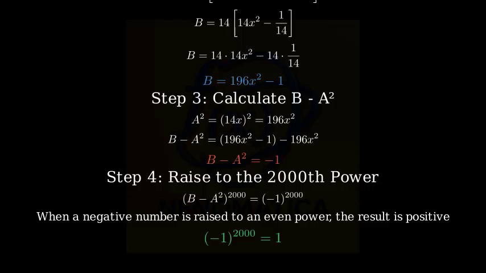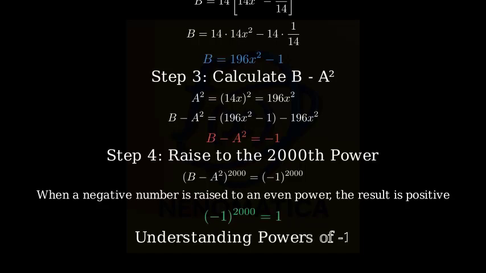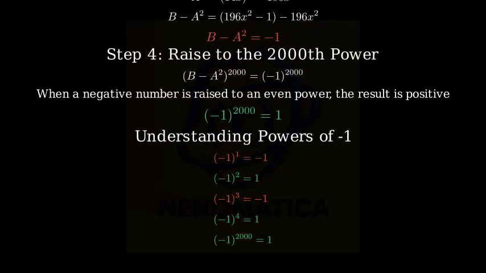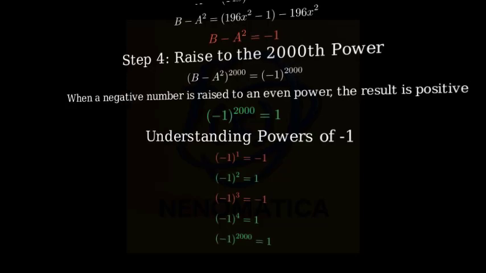Let's understand why this works with a visual representation. When we take powers of negative 1, we get a pattern. Negative 1 to the first power is negative 1, negative 1 squared is positive 1, negative 1 cubed is negative 1 again, and negative 1 to the fourth power is positive 1 again.